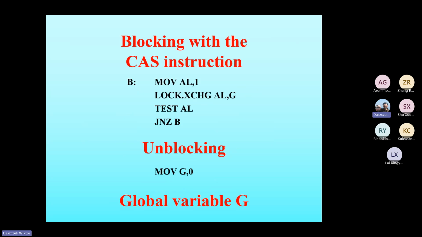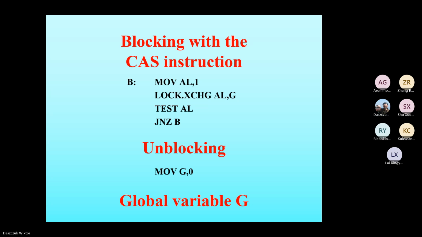How to get access to some sequence of operations using test and set or compare and swap. Here I use this in Intel assembly language. So I use this lock exchange. Lock is not necessary, but it is on the slide. And this is an example, of course.